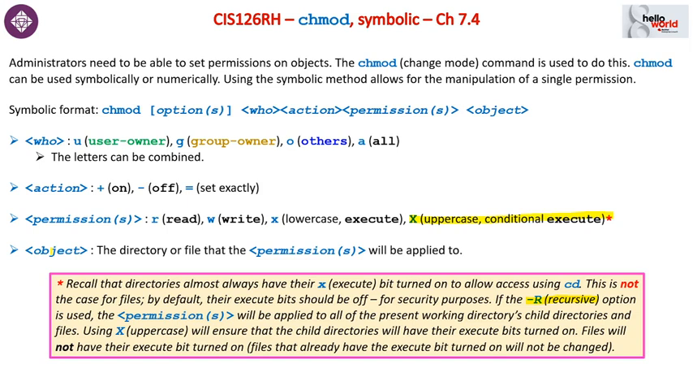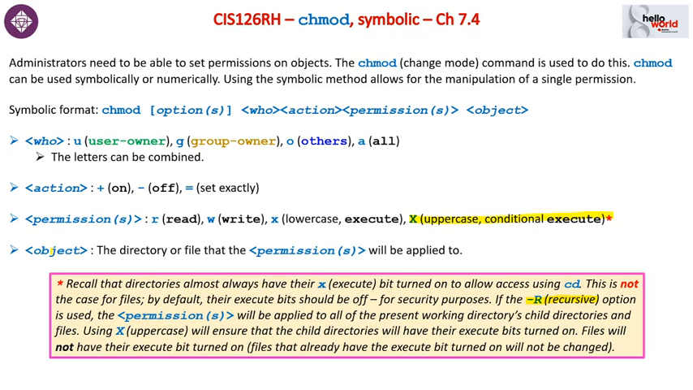Never forget that with very extraordinarily rare exceptions, every directory must have an execute bit, and most files will not. To be safe, we do not want to turn on the execute bit on files. As a matter of fact, we basically want to leave them alone. So that's what conditional execute means.